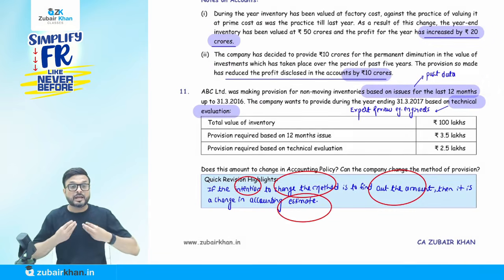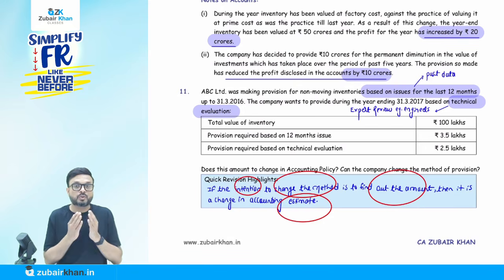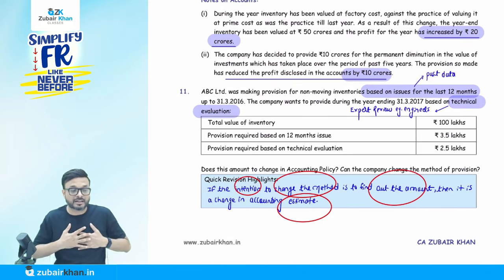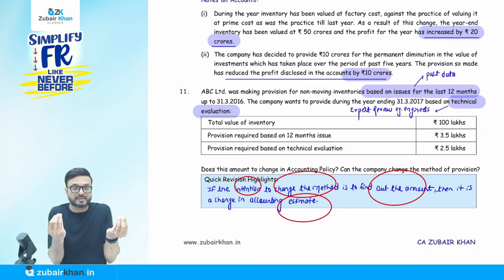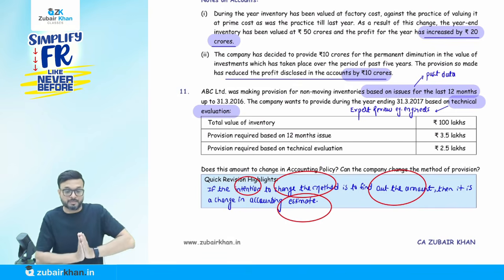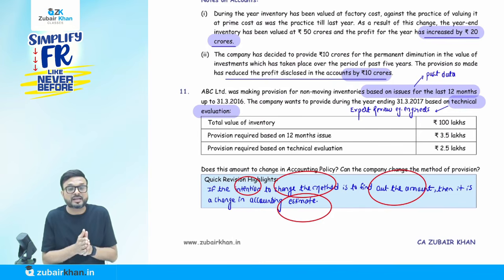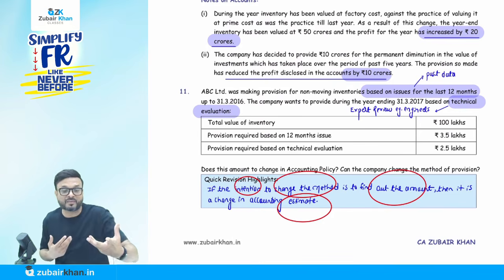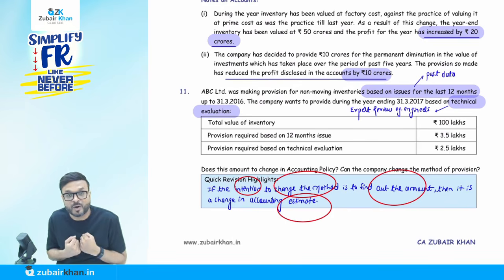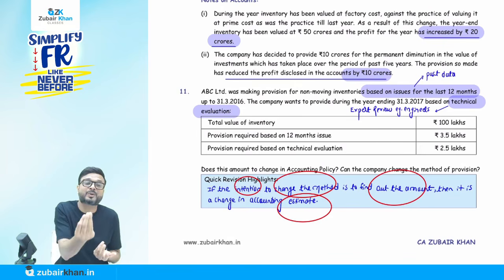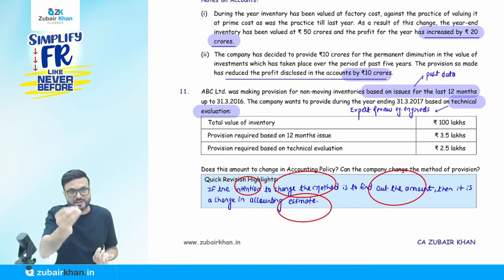Now listen carefully. If my intention to change the method is to find out the amount, then this is a change in accounting estimate. So here my intention to change the method from the past performance to the expert advice is to decide the amount. I am not going to decide the amount of provision on the basis of the past record. I want to decide the amount on the basis of the expert advice. So here my intention to change the method is to find out the amount. We call that a change in accounting estimate.